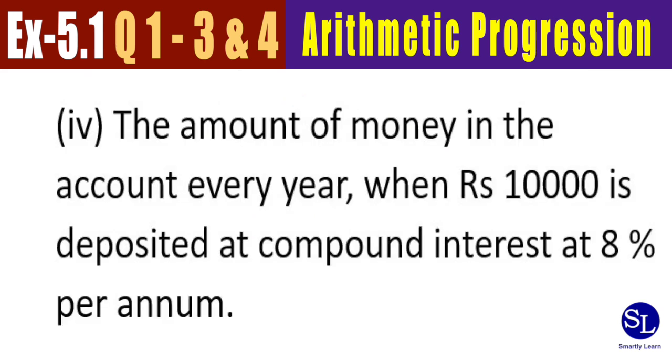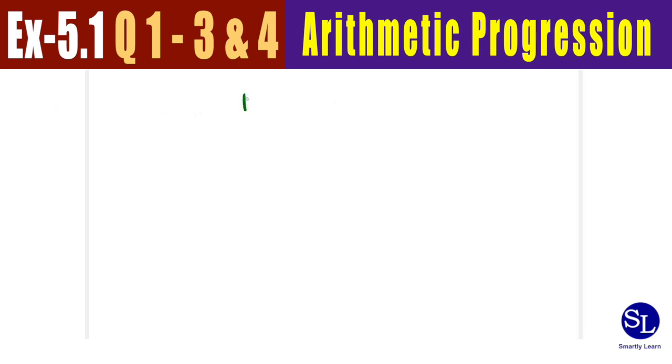The amount of money in the account every year when rupees 10,000 is deposited at compound interest at 8% per annum. So let us start with compound interest. See, the first year I deposit an amount of rupees 10,000. So at the beginning of my deposit, the amount I have is 10,000. At the end of 1 year, this amount would have increased to 10,000 plus the interest that is given by the bank. So let us calculate the interest.